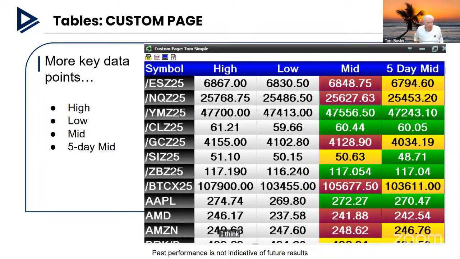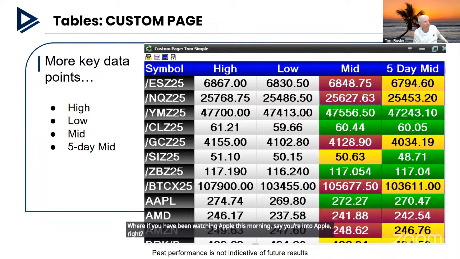I think I'm going to prove out that I was correct, because it is profit taking if you look at it. And if you look at the different markets, it gives you a clue. For example, notice Apple right there had a high of 274.74, where if you would have been watching Apple this morning, say you're into Apple, you would have looked up there and said that 272.73 was the RB open. You're up $2 to that high this morning as it was making high.